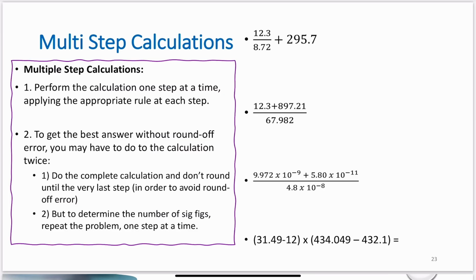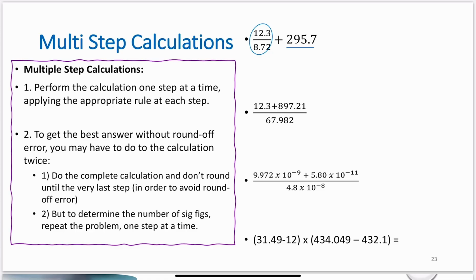Let's look at the first example. I have 12.3 divided by 8.72 plus 295.7. By order of operations rules, because the division sign is written as it is, I'm going to do this division first and the addition second. What I'm going to do in my calculator, though, is do this calculation straight through first. Then I'm going to look at sig figs, okay? Because I don't want to create round off error. And I'll show you an example of round off error on the last example here.